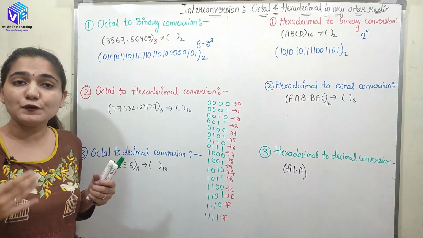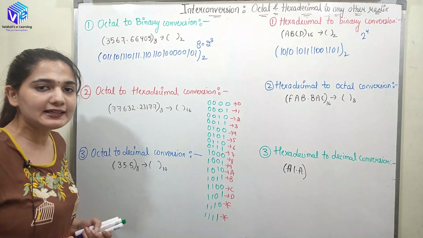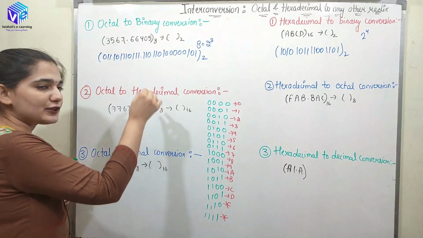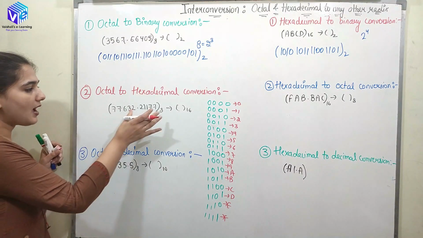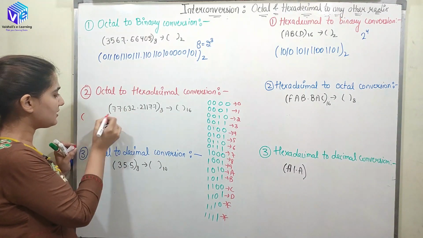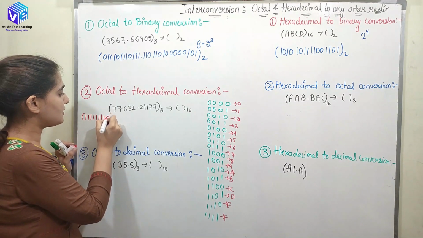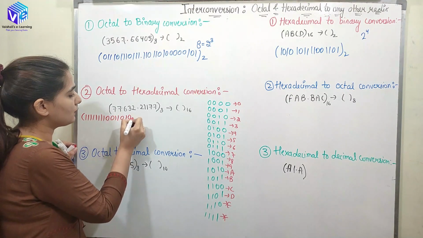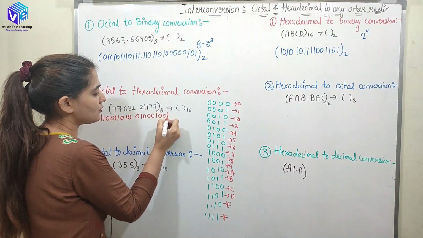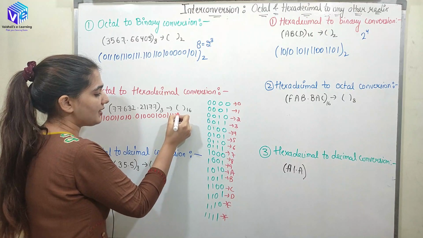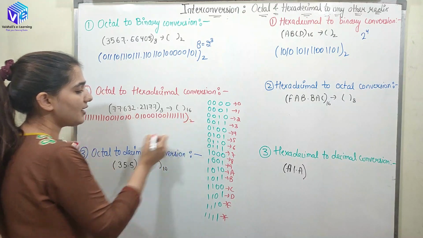Now coming to the octal to hexadecimal conversion. I will not do the direct conversion. I will first convert from octal to binary, and from binary to hexadecimal I can easily convert. First I represent this number in binary. 7 in binary is 111. Again 7, 111, 6 is 110, 3 is 011, 2 is 010. Again 2 which is 010, then 1 which is 001, again 1 which is 001, then 7, 111, and again 7, 111. This is how we have represented the number in binary.